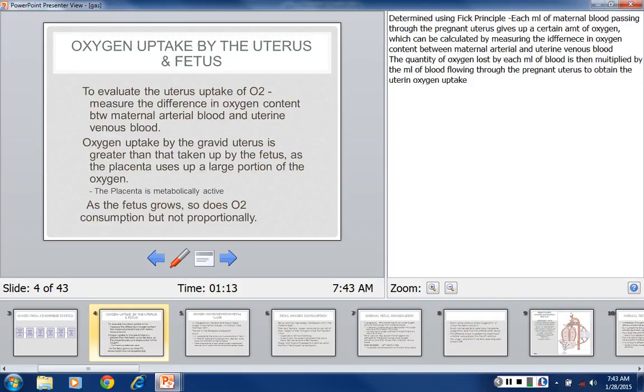So to evaluate the uterus uptake of oxygen, you want to measure the difference in oxygen content between maternal arterial blood and uterine venous blood. Oxygen uptake by the gravid uterus is greater than uptake by the fetus because the placenta uses up a large portion of that oxygen. Because remember, the placenta is metabolically active. It is an organ too. And as the fetus grows, so does the oxygen consumption of the fetus, but not proportionately. And a lot of this is studied using sheep animals and the Fick principle. I'm not going to go into depth in it, but you've all probably heard it once in your life.